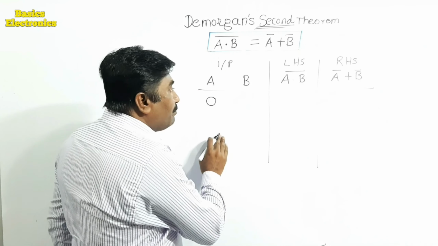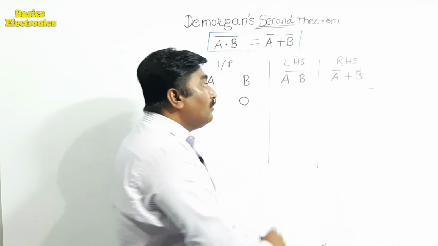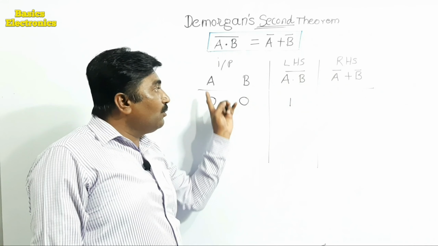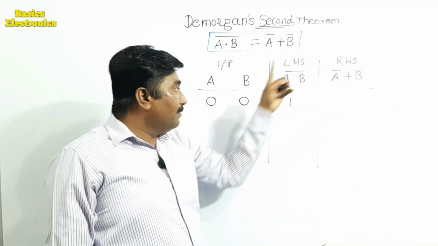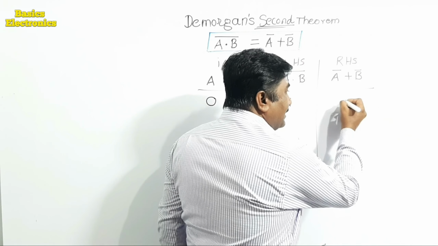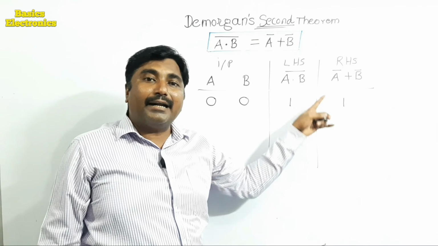So the first combination is A 0, B 0. Here 0 dot 0 is 0, and its complement is 1, so the output is 1. What about the right hand side? A complement: 0 complement is 1, plus B complement: B is 0, 0 complement is 1. So 1 plus 1 is again 1. At the first combination, the right hand side and the left hand side are both equal.